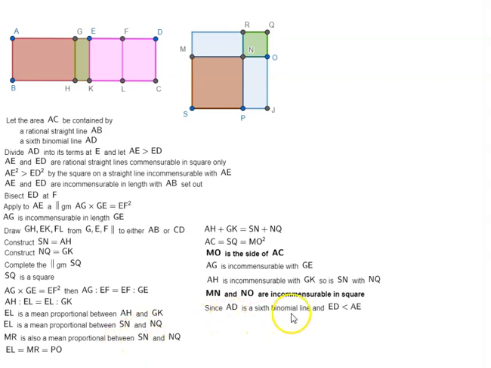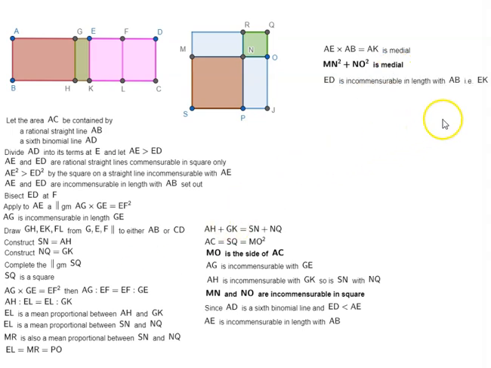Now, since AD is a sixth binomial line and ED is less than AE, AE is incommensurable in length with AB. So AE by AB, which is equal to AK, is medial, which means MN square plus NO square is medial. AE by AB is nothing but AK, and AK is equal to Sn plus NQ, which is nothing but MN square plus NO square. So it is medial.